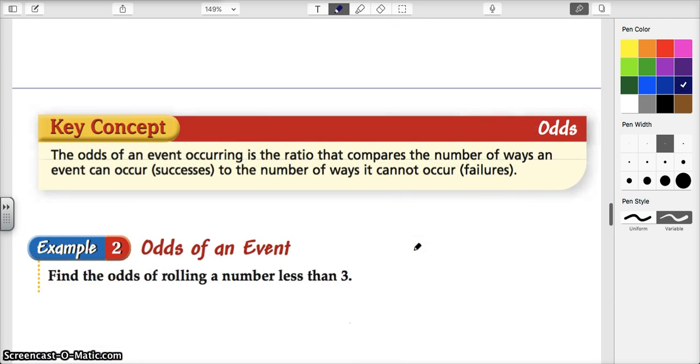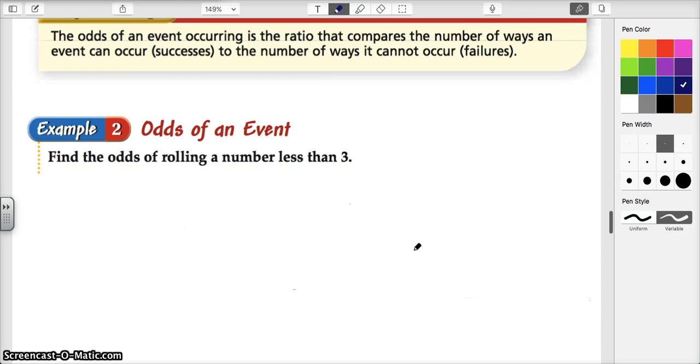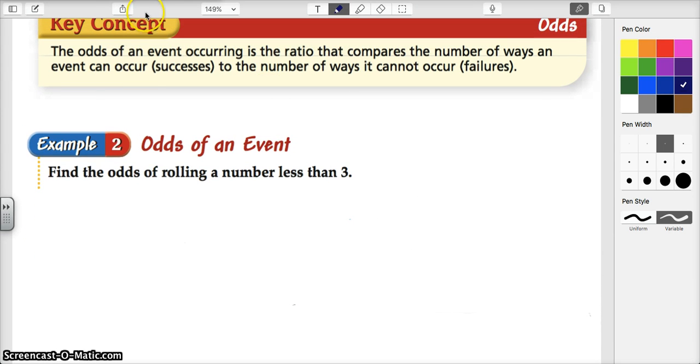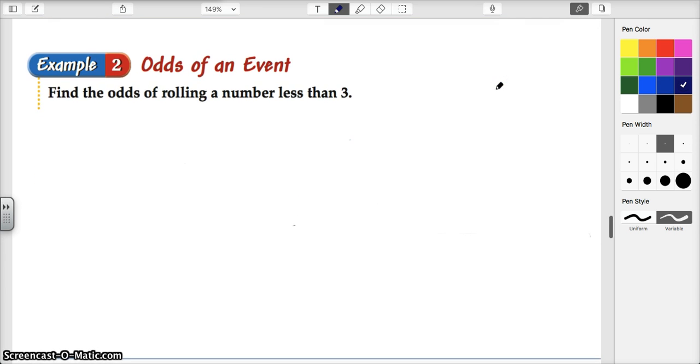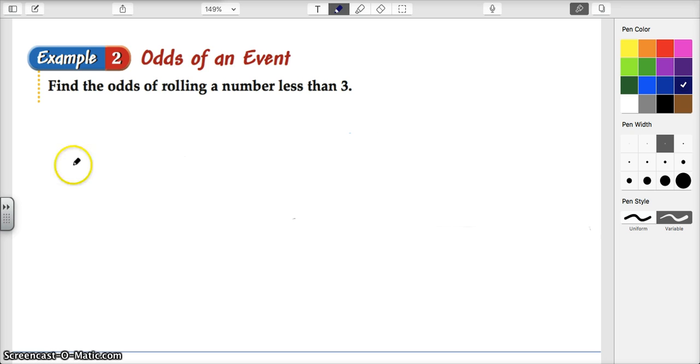So that's probability. So we talked about odds. Odds is the ratio between successes and failures. And so find the odds of rolling a number less than 3. And again, we're thinking about a die. So 1, 2, 3, 4, 5, and 6 are the possibilities. Find the odds of rolling a number less than 3.